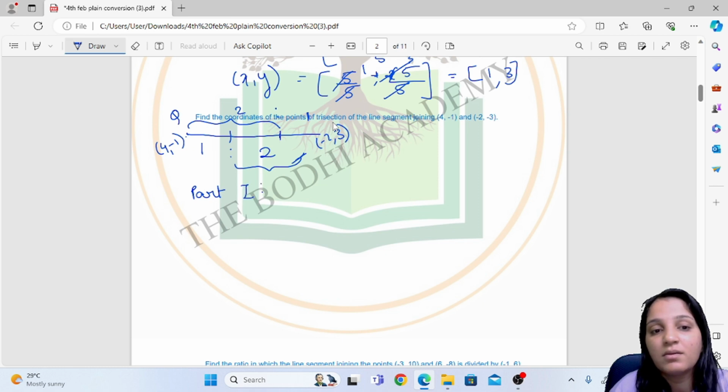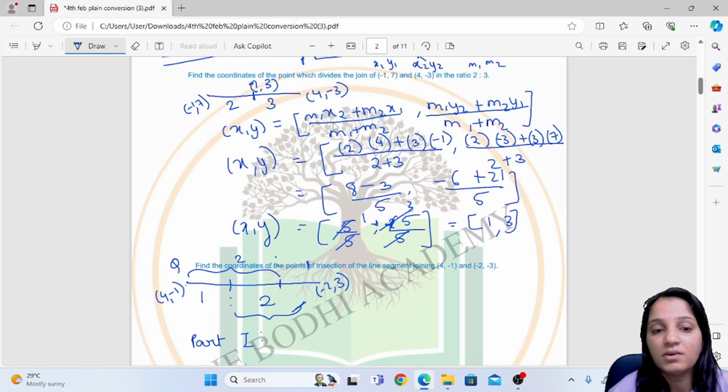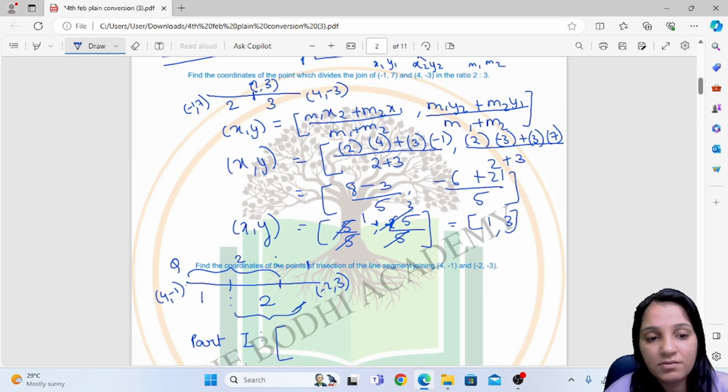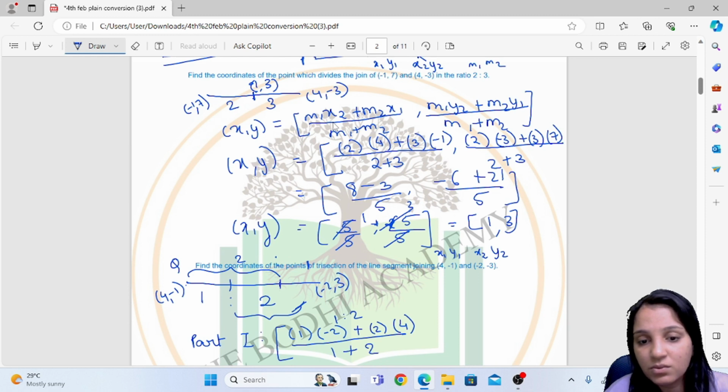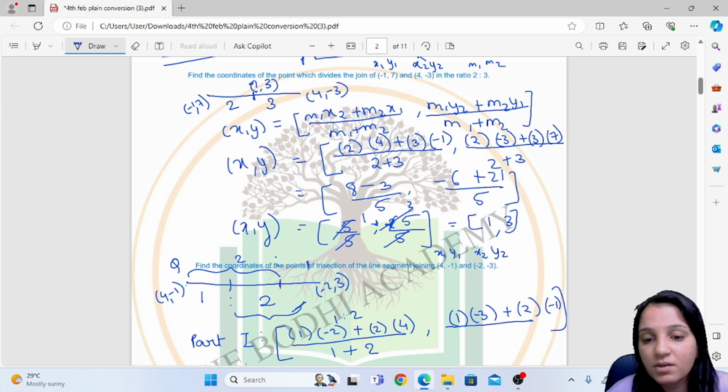Part 1. Now here is your m1 and m2. So m1 is, first I'll take this, 1 is to 2. 1 into x2, this is x1, y1, x2, y2. x2 is -2, plus m2 is 2, x1 is 4, upon 1 plus 2, comma m1 is here 1, y2 is 3, plus m2 here is 2, y1 is -1, upon 1 plus 2.